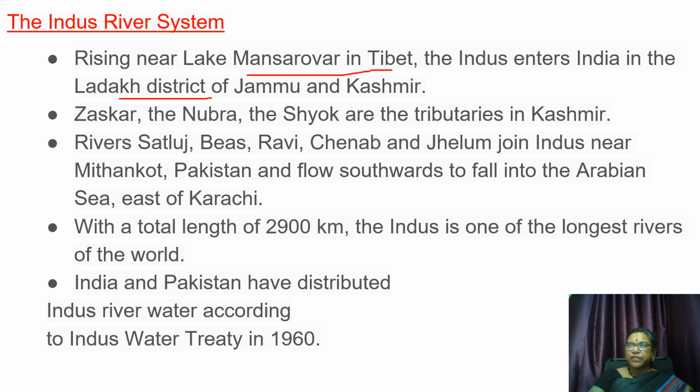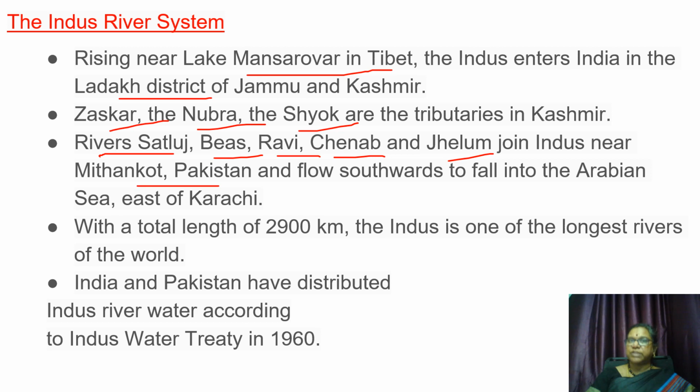The tributaries of Indus in the Kashmir region are Zanskar, Nubra and Shyok, and later it is joined by other tributaries like the Sutlej, Beas, Ravi, Chenab and Jhelum. They also join the Indus river, but they join at Mithankot, that is in Pakistan, and once it enters into Pakistan, it flows southwards. When it took its birth in Manasarovar, it flowed westwards and entered into Jammu and Kashmir. But after entering Pakistan, it will flow southwards to fall into the Arabian Sea east of Karachi.